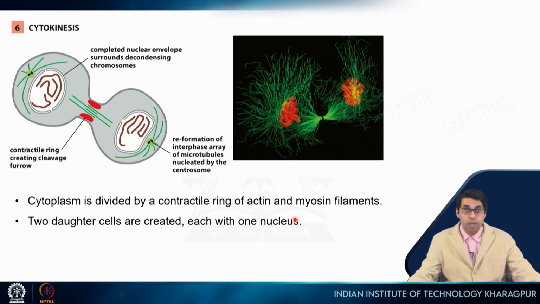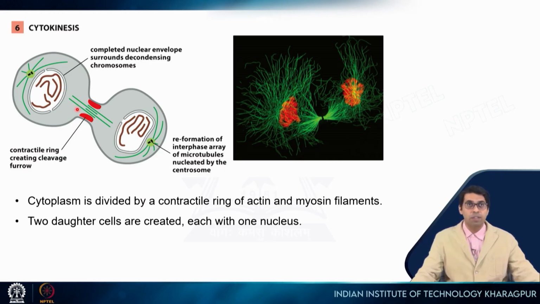We already saw microtubule filaments. Here actin and myosin filaments become active. They start forming a ring here and they will start contracting. That will pinch the cell membrane and finally result in the formation of two daughter cells. And you can see there are microtubules and each will have one centriole each. So that is the cell division.